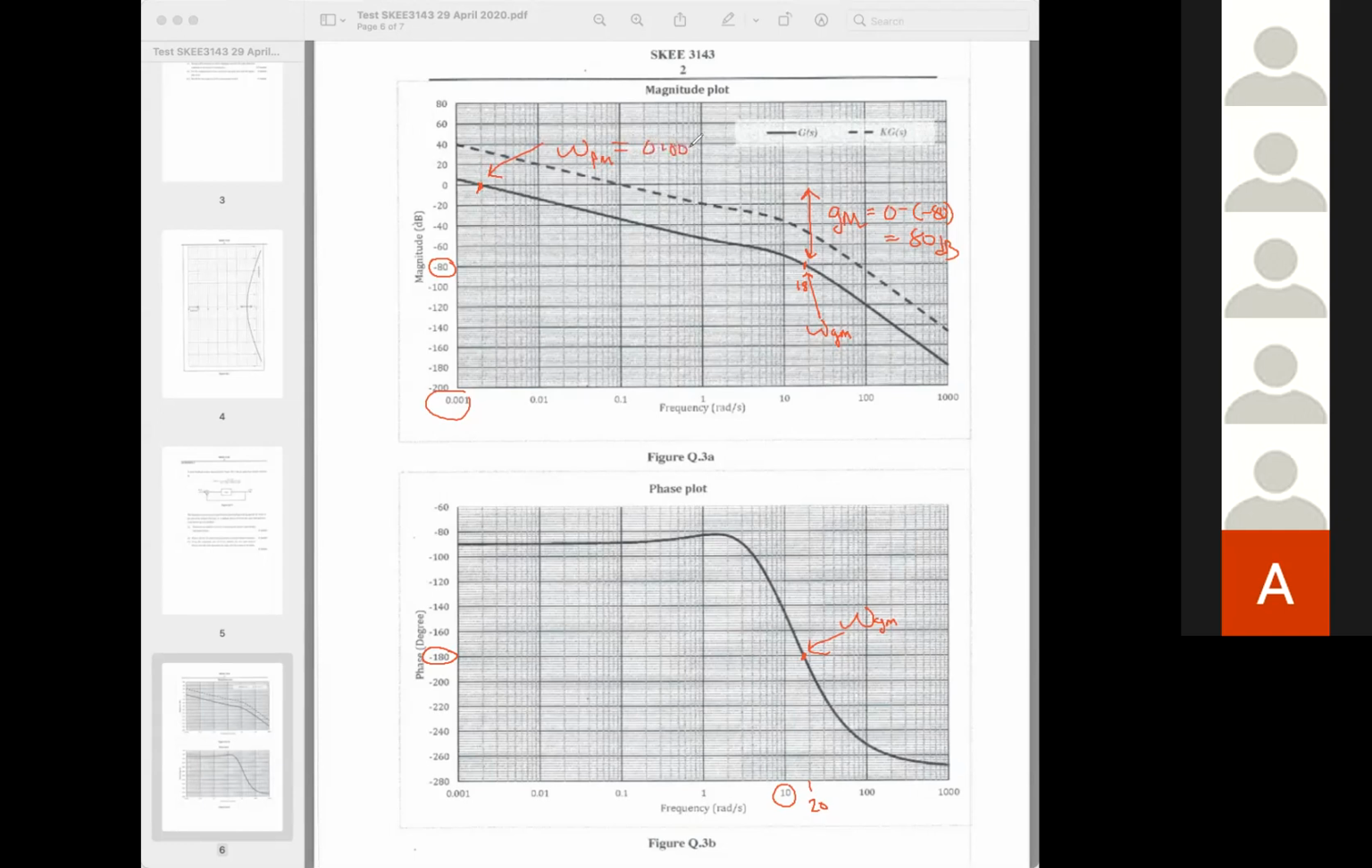0.002. Okay, then it goes here. 0.02 is somewhere here. Okay, negative 90. Wait, this is omega PM, 0.002 radian per second. Okay, so there is a gap between here, minus 180, and here.